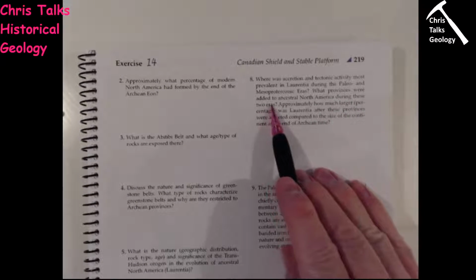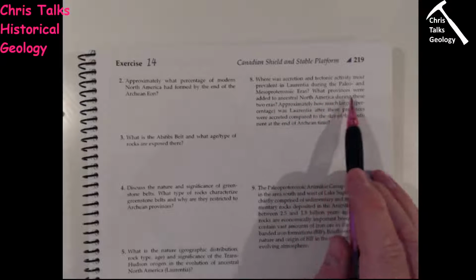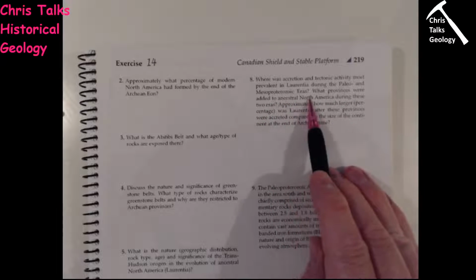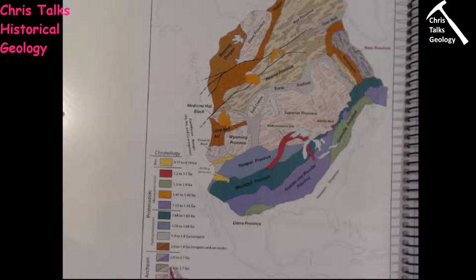What provinces were added to ancestral North America during these two eras? So by ancestral North America, it's talking about the Archaean rocks.